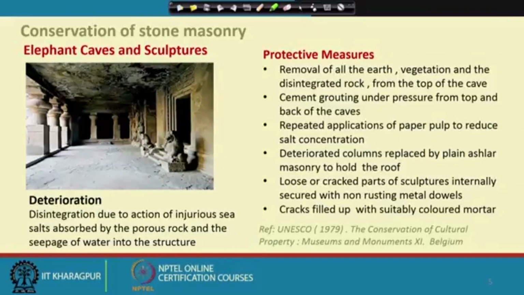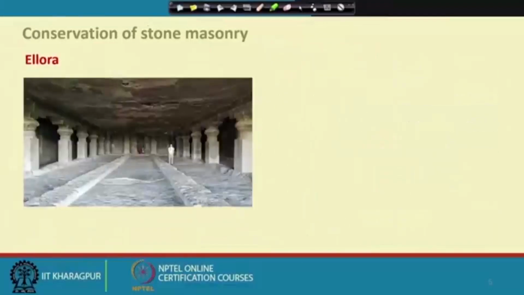So, these are in general the protective measures which are done for the elephant caves and the sculptures, and it is a continuous process which is going on. There is a lot of tourist pressure, and other types of problems which are happening. I think it is a continuous process, and ASI is taking care of that, and as you know, it is a World Heritage Site, a very important part.